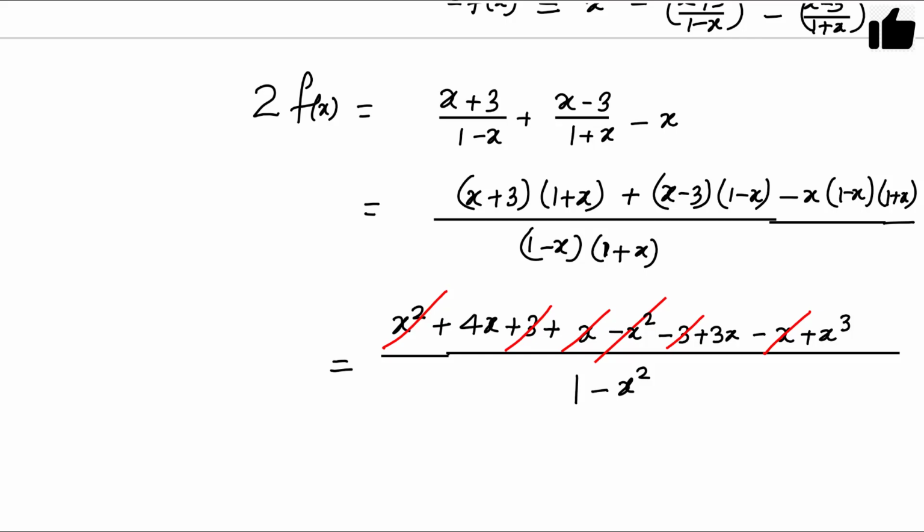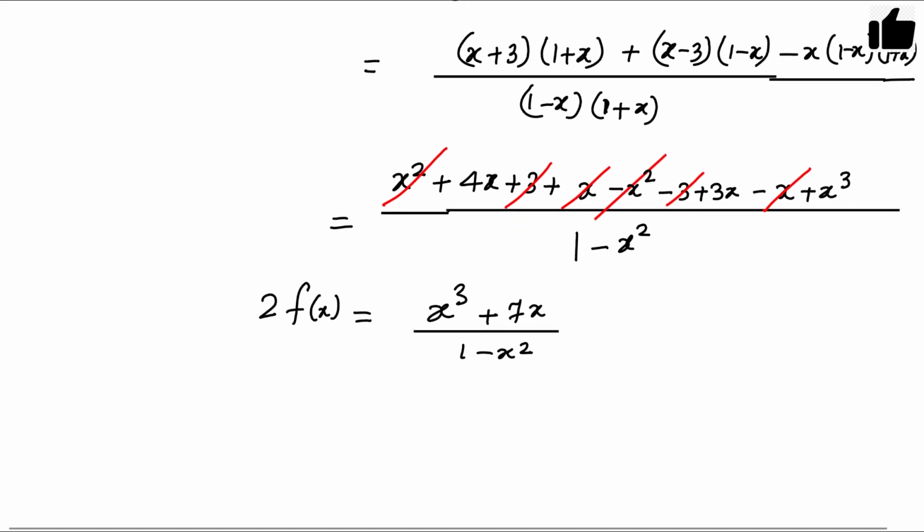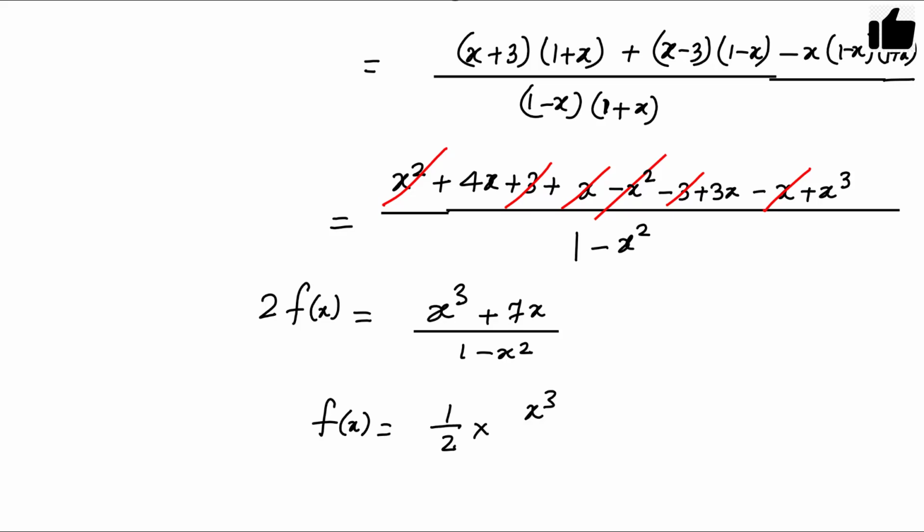So after cancelling all these terms, you have 2f(x) is equal to x cube plus 7x, divided by 1 minus x square. So from here I can say f(x) is equal to 1 by 2 times x cube plus 7x divided by 1 minus x square. Of course, 1 minus x square should not be 0 because this is in the denominator. So this means x is not equal to 1 or x is not equal to minus 1.